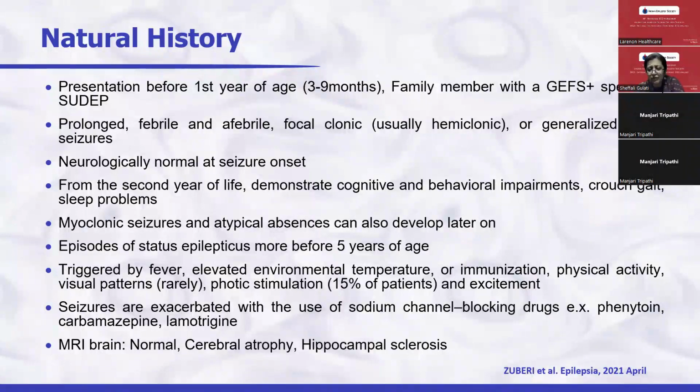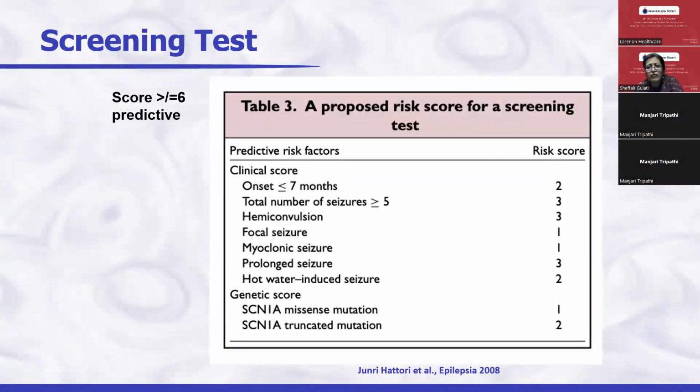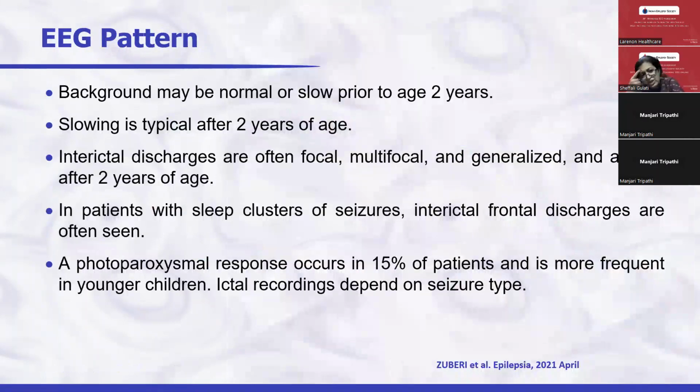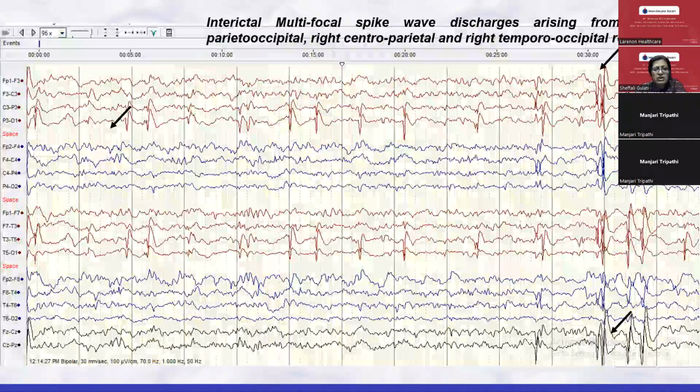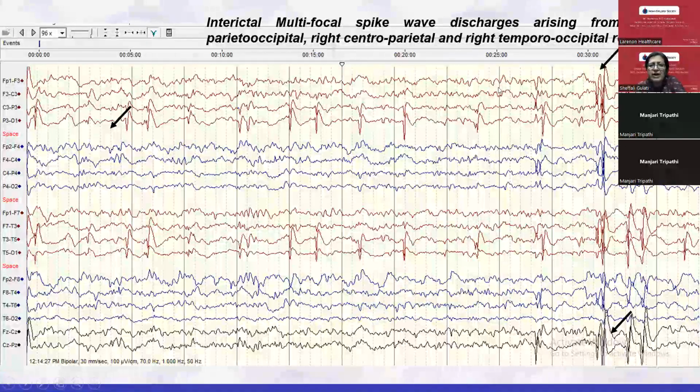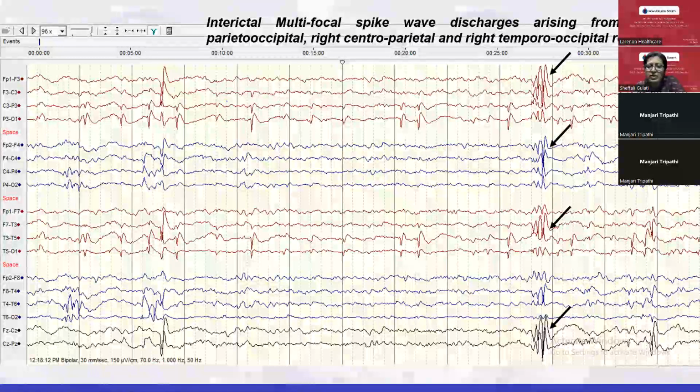Presentation like in this case is in the first year of life, and there is a proposed risk score for screening of them. You have differential diagnoses, and you have to differentiate between GEFS plus and LGS commonly in this situation. In the EEG, it may be normal or slow prior to 2 years. Slowing is typical after 2 years of age. The interictal discharges are often focal, multifocal, and generalized and appear after 2 years of age. In patients with sleep clusters of seizures, interictal frontal discharges are often seen, and a photoparoxysmal response occurs in 15% of the patients. So this is the patient in which you can see the discharges which are coming in the left parieto-occipital, right centroparietal, and right temporo-occipital regions. You can see this marked very well with the arrow.